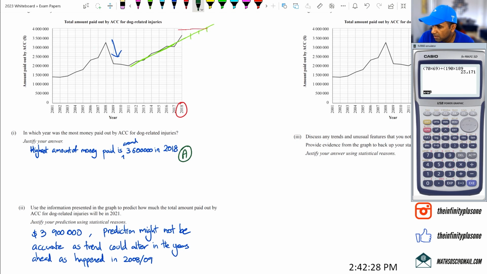Grades wise, a valid prediction is anywhere between 3.3 million to 4 million. I've given 3.9 million, and of course they do need evidence of it. So I've extended that trend line with that green line there to show it, and that should get you a grade of merit. There's no real achieved grade for this, which is interesting.